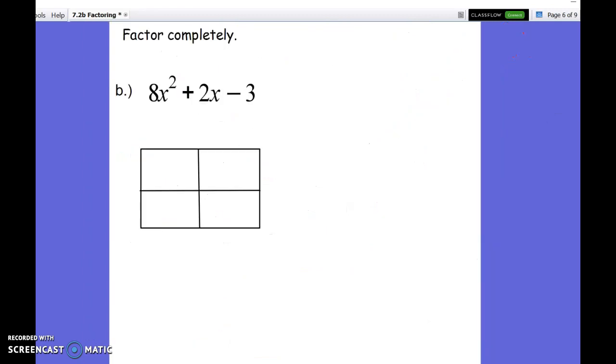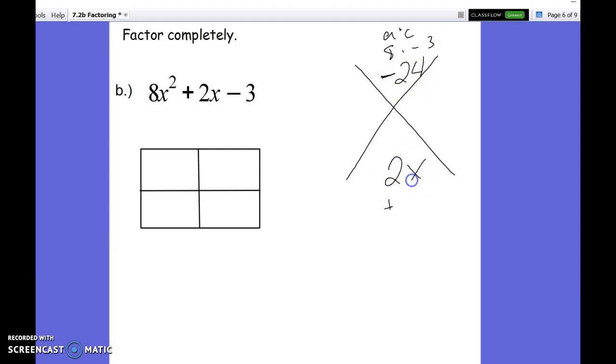Let's add a couple more. Letter B, so using our box method, this time we have 8x squared plus 2x minus 3. So let's set up our puzzle. We want our A times C to be the product, and to add to be our B variable. So A times C, in this case, is 8 times negative 3. So we want two numbers that multiply to be negative 24 and add to be positive 2x.